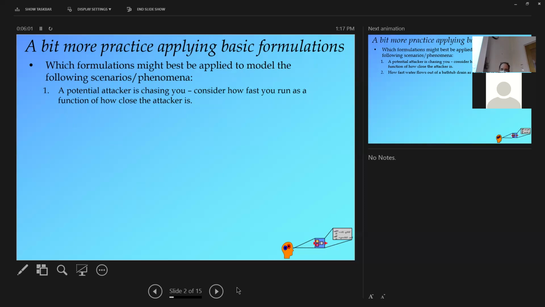We've got mass action, we've got gradients, we've got hyperbolic saturation, we've got first order growth and loss, we've got second order growth and loss. We've got logistic growth. All of these are possibilities. Which one is the best analog for this is the question.